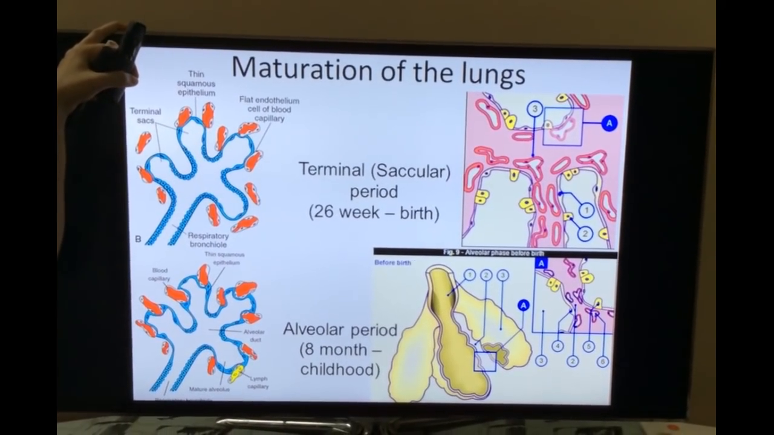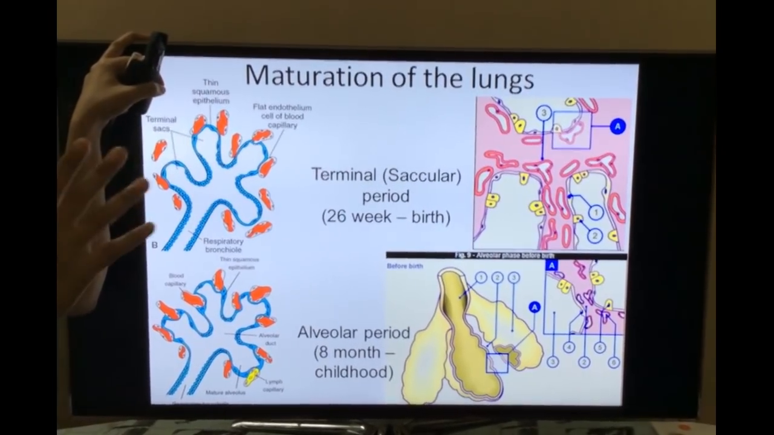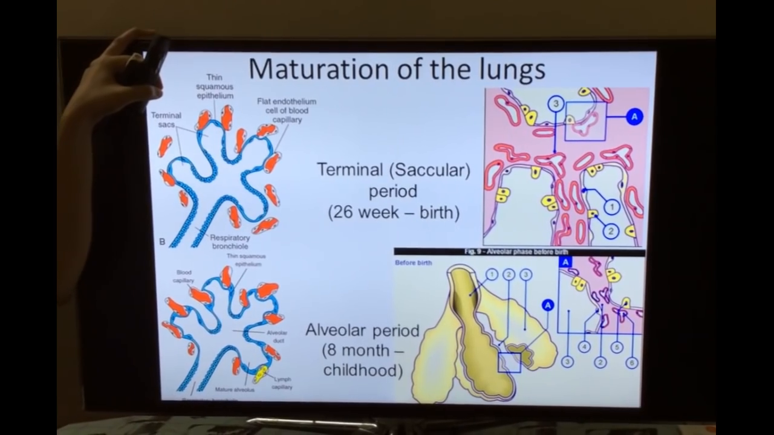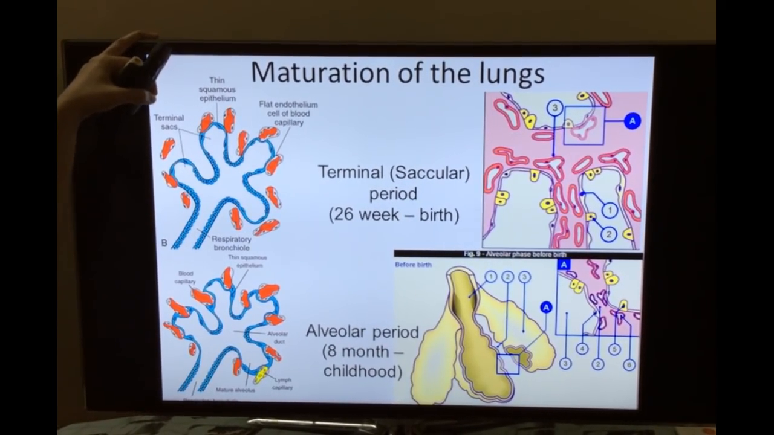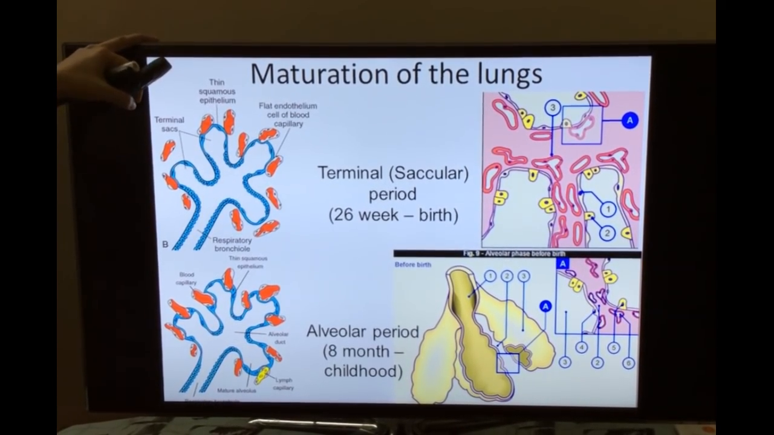You know that the lungs look translucent whenever they are filled with air. Since the alveoli are filled with fluid, that's why you can see opacities. So this is one of the signs for respiratory distress syndrome.